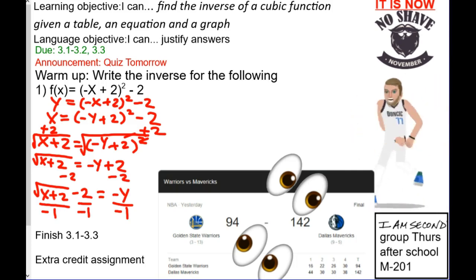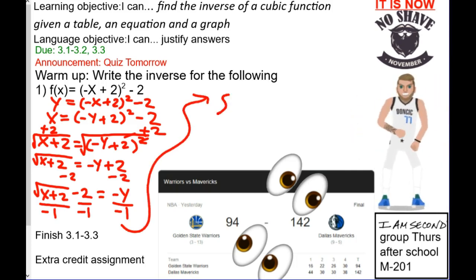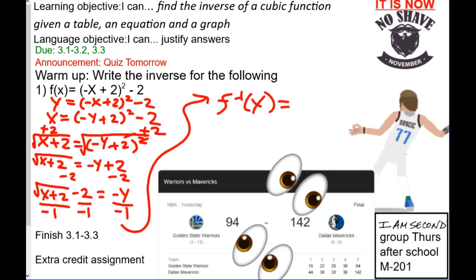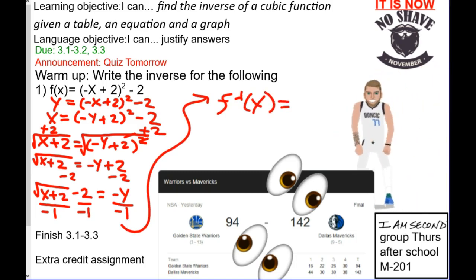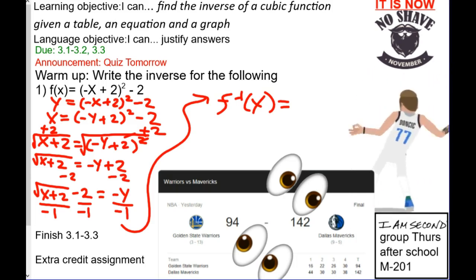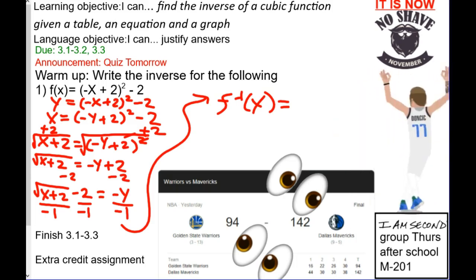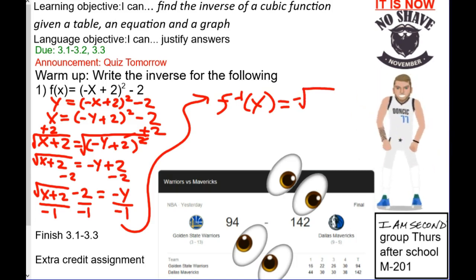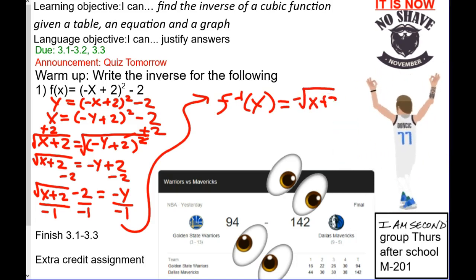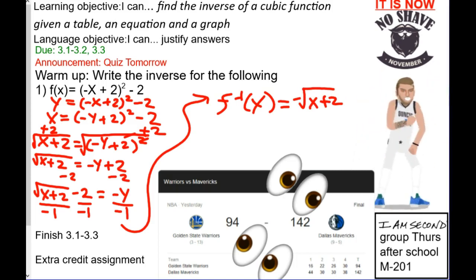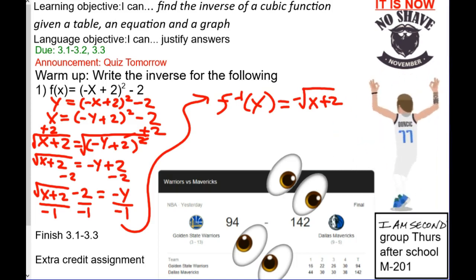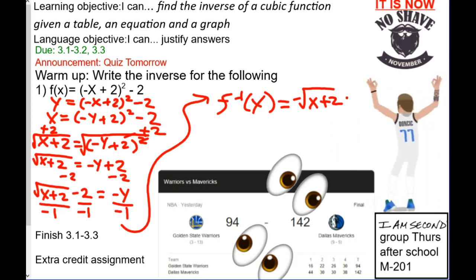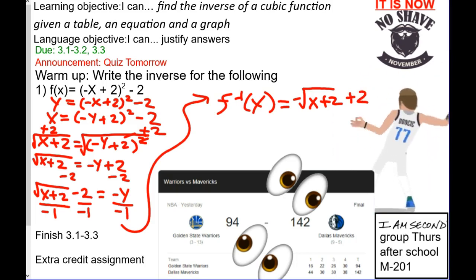Now that I'm out of room, we'll go write it over here. f inverse of x equals. Now, this square root was a positive square root. When I divide by negative 1, it's now a negative square root. Negative square root of x plus 2. And then this minus 2 divided by negative 1 changes the sign to plus 2. Okay, that's it.